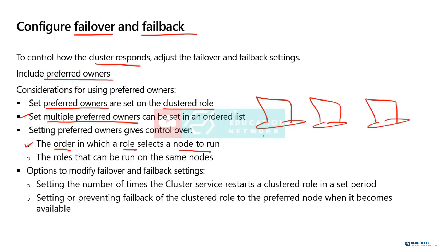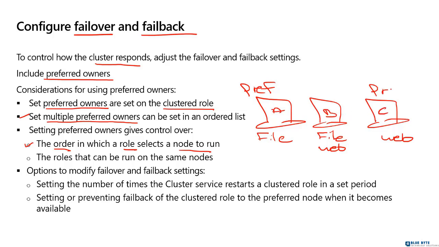I could have this be my preferred file server. So that's a file server in your cluster. This could be a web server. I could have this node B, we'll call it, be a file server and also be a web server. So what can happen now? This is my preferred owner and my file server runs on node A. My preferred web server is node C.